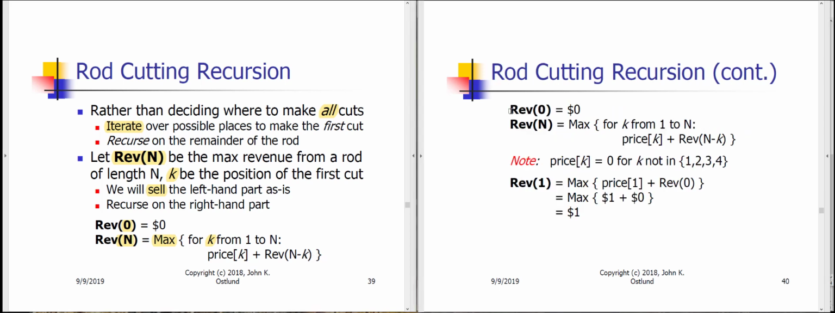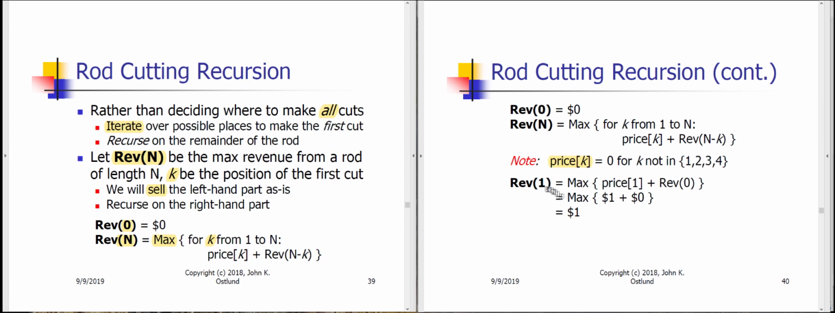Okay, so let's look at some specific values of N, that is, specific lengths of rebar that we get from our supplier, and we'll figure out what the maximum revenue that we can get is from chopping that rebar up and selling it to our customers. The top part of slide 40 just repeats our recursive formula, with the little note here that price sub k is going to be 0 except for cuts k in the 1, 2, 3, and 4 foot lengths.